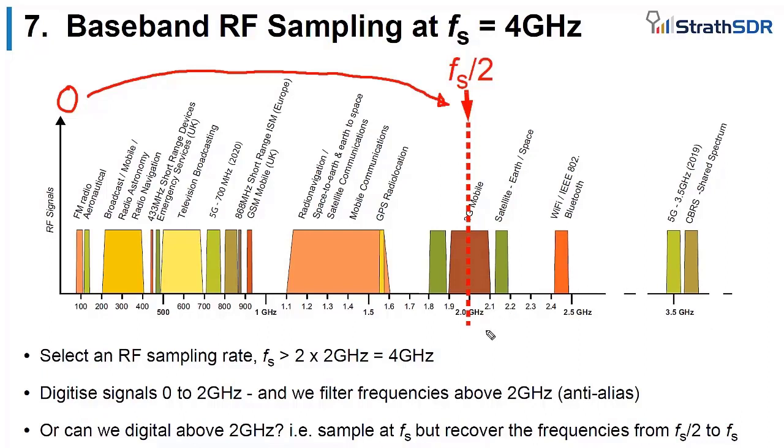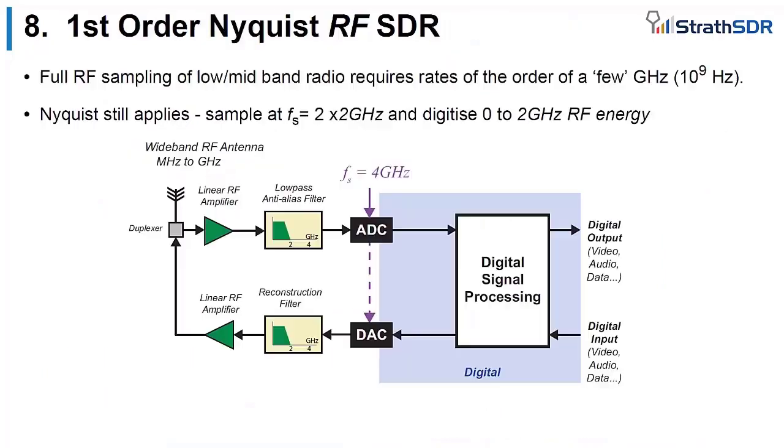And if you wanted to go above this and you wanted to get 2, 2.5, 3.5, well, it would appear we cannot without going to a higher sample rate. But actually we can, and that will be the innovation of using the second order Nyquist band. So certainly up to 2 gigahertz looks pretty much straightforward.